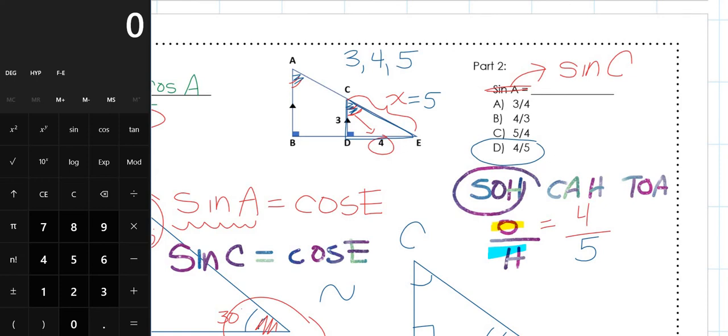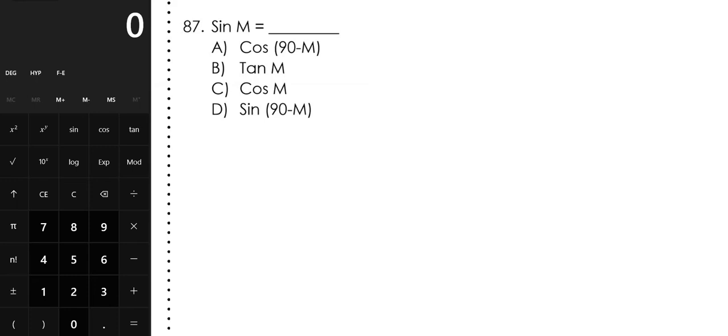Okay, there's one more question that has to do with this sine and cosine of complementary angles. Let's take a look at it. Okay, number 87. Sine of M equals blank. Now, 87 is a completely separate question. There's not even a diagram here.